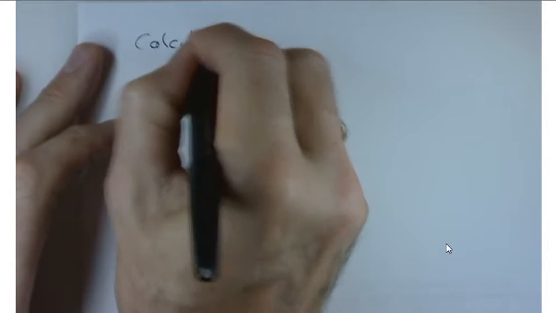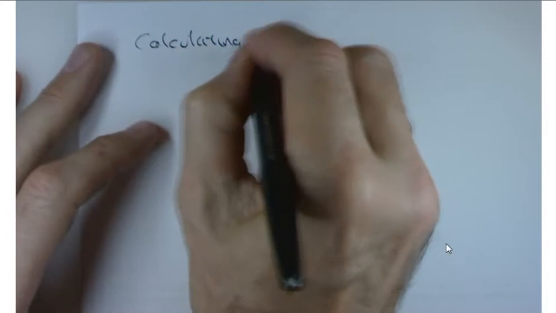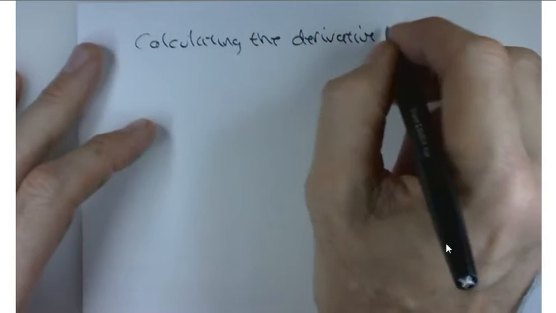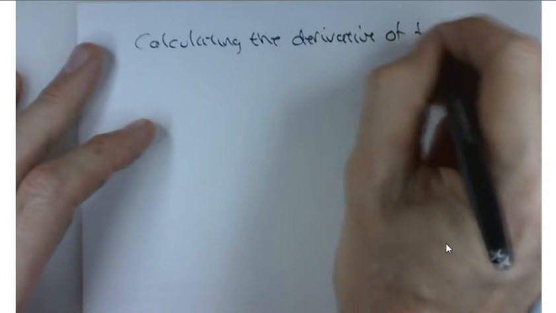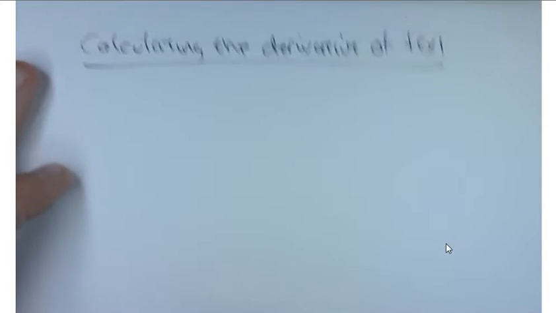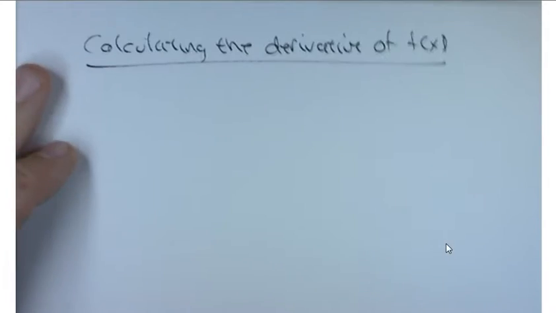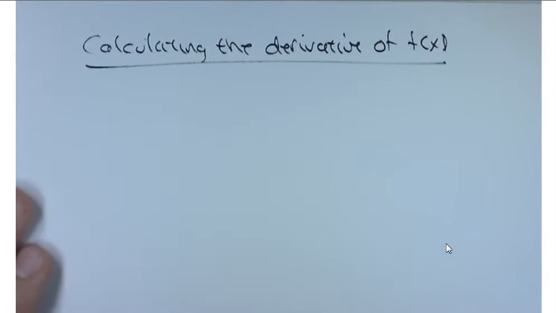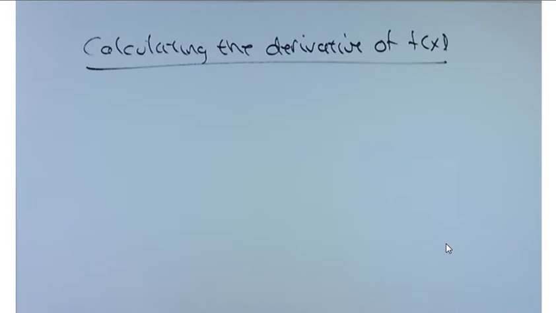So, calculating the derivative of f of x. So it's the derived function. We're going to start out with this function and derive another one. Just like a few years ago in the mortgage crisis, there were lots of problems with derivatives. Those were financial derivatives, but it's the same idea. They derive their value from underlying securities.